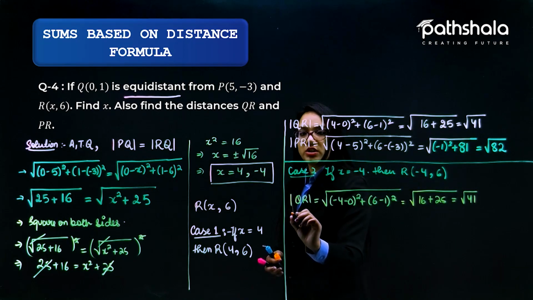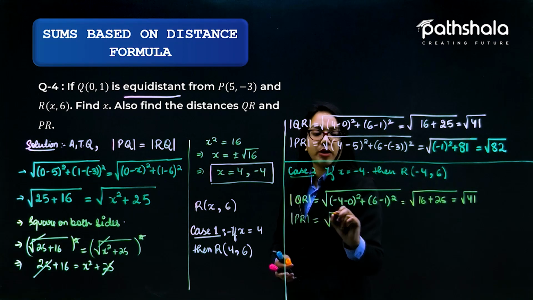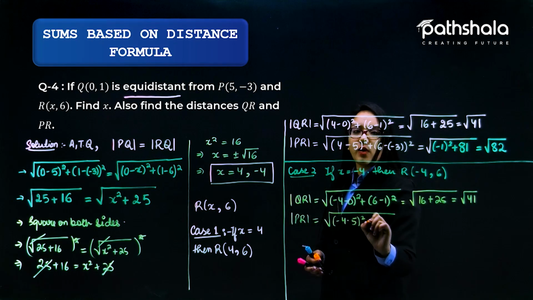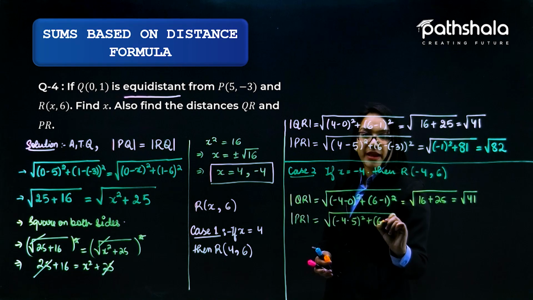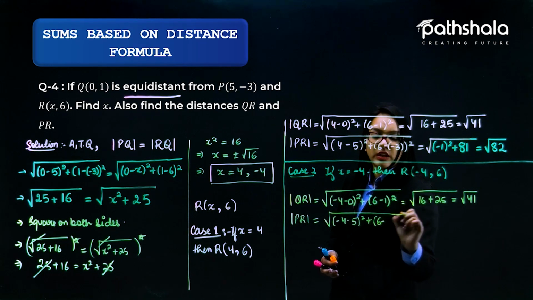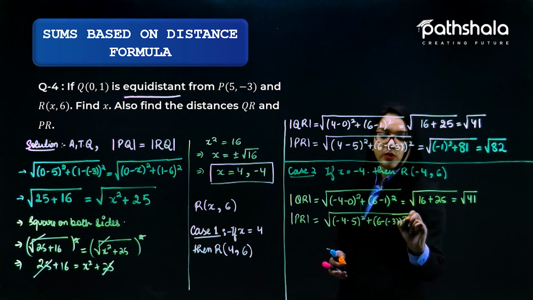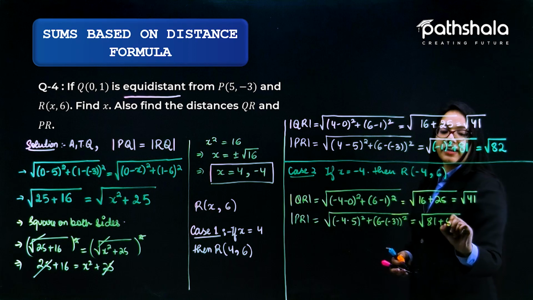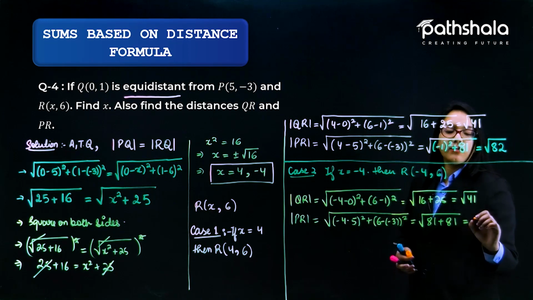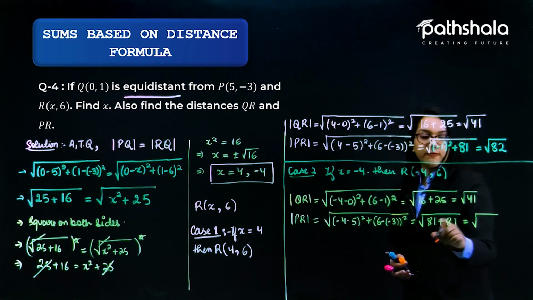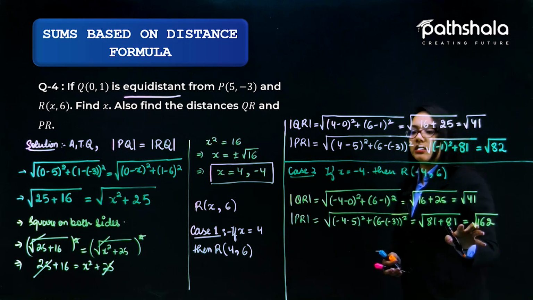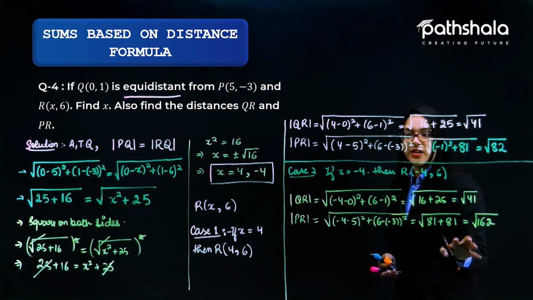Now let's talk about the distance PR. The PR distance would be the square root of (minus 4 minus 5) whole square plus (6 minus 3) whole square. So this is minus 9 whole square, which is 81, plus 9 whole square, which is 81. 81 plus 81 is 162. This is the distance PR in case number 2.